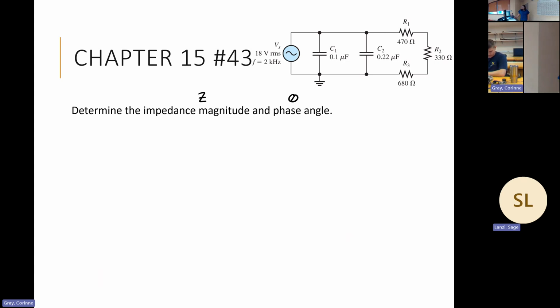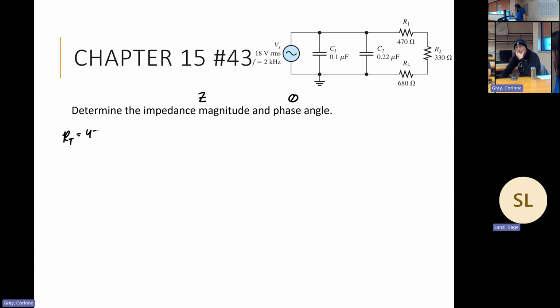So before you commit, what's something you might want to do first? Determine the total capacitance and the total resistance. Yeah, you can do that first. There's nothing wrong with simplifying a little first. So for RT, what are all of my resistors in? Series. Yes, they're in series and in ohms, so I don't need to worry about converting. I can just add all of them together.